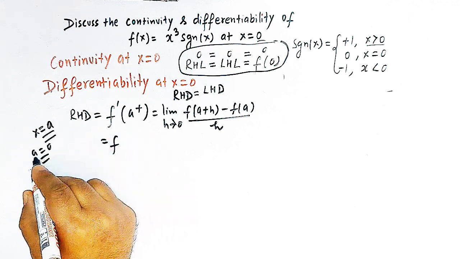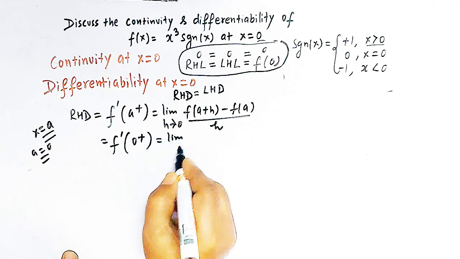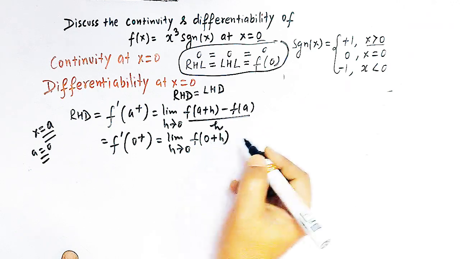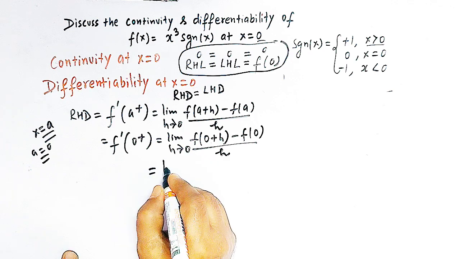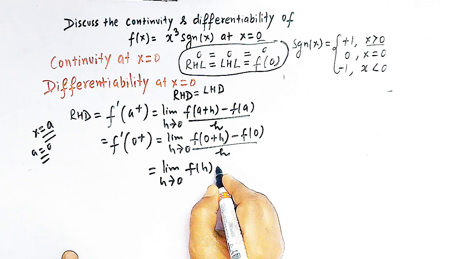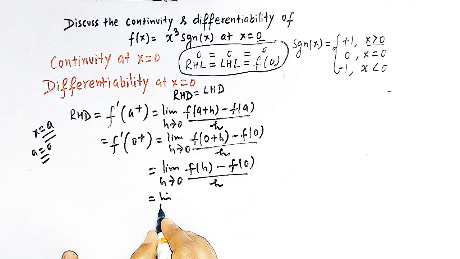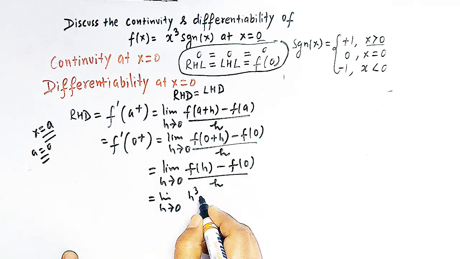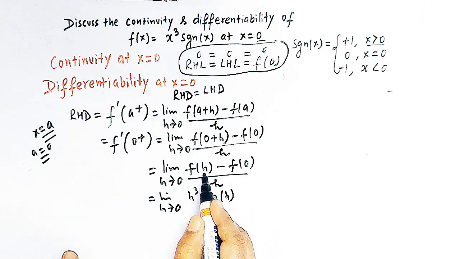So now for a is equal to 0, we have here the limit, that is limit h tends to 0, of f of 0 plus h minus f of 0, divided by h. So we have limit h tends to 0, f of h minus f of 0 divided by h. Now we can write f of h as h cube and signum of h, replacing x by h.